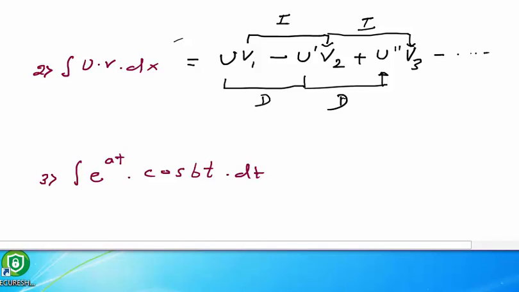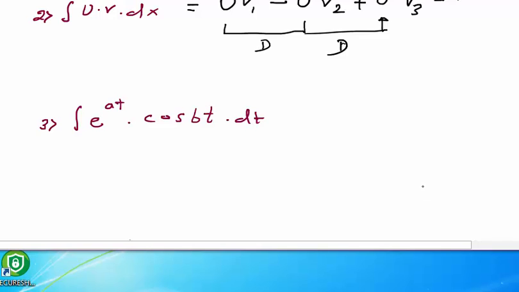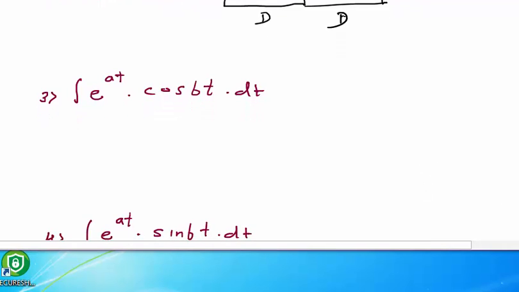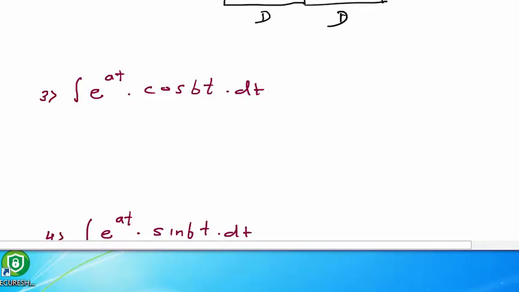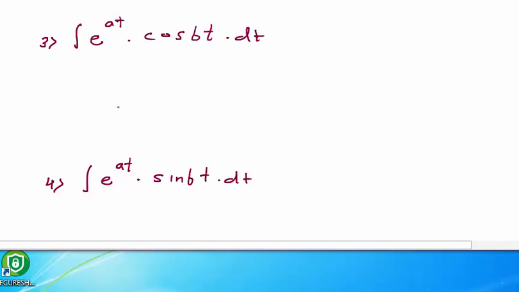Now if we see this integration, e power at into cos bt, if I try to solve it with the above formula, I will be in trouble, because when I take cos bt and start finding derivatives, I will get sine, then from sine I will get cos, from cos I will get sine, and so on. So it is a never-ending process. This kind of problem we have already done in our previous standards. So here I am just putting the formula.